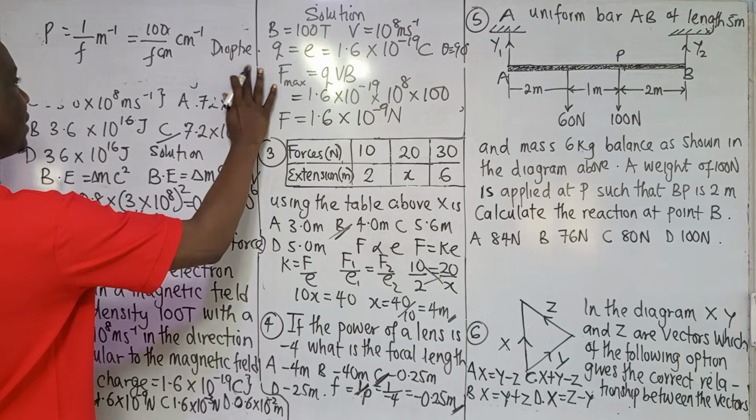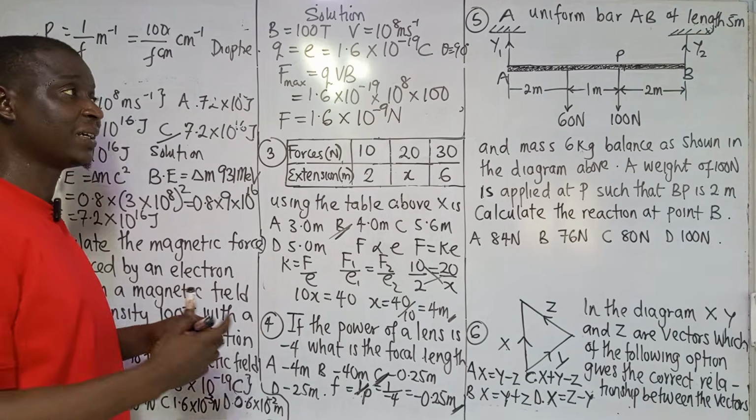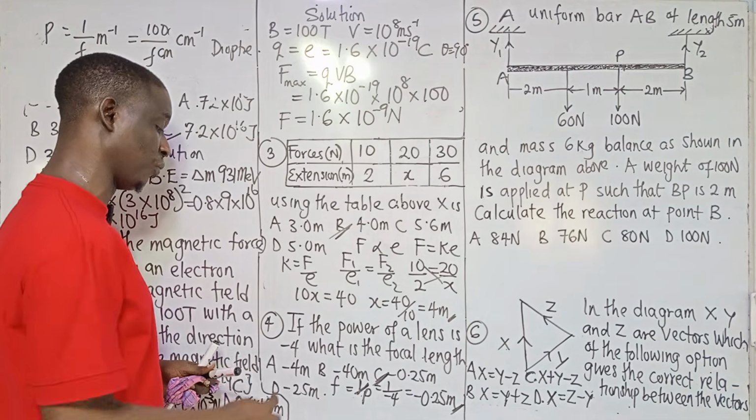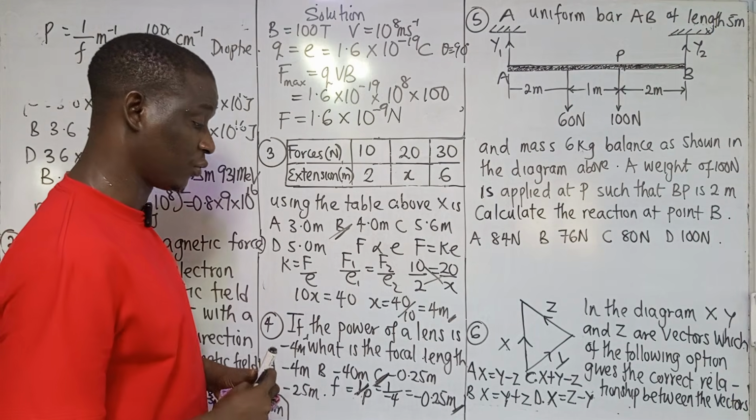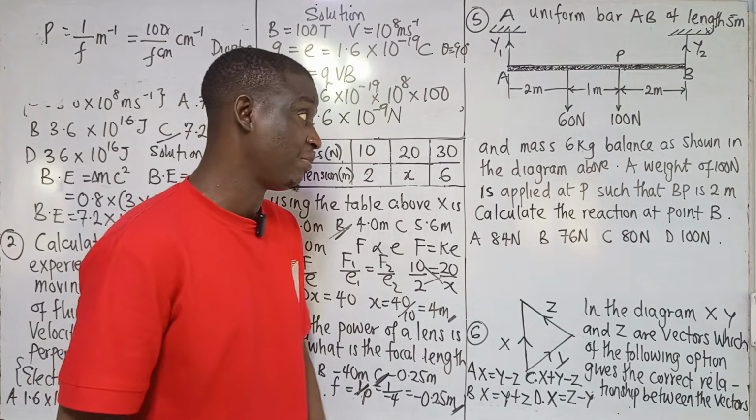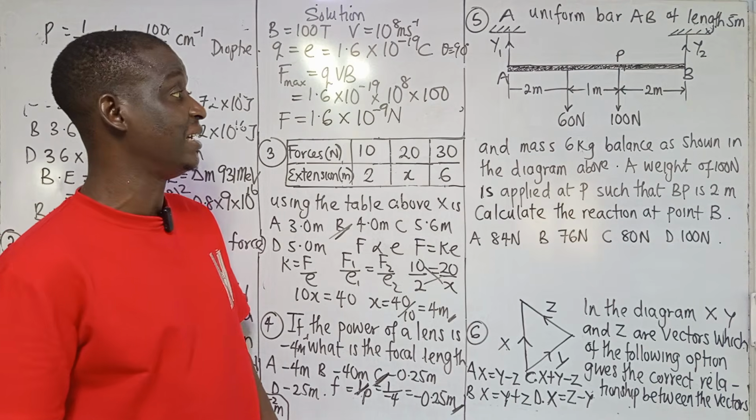So diopter, capital letter D. So in that case, it depends on what they measure it to be. But this one is supposed to be per meter, if at all they want to. So this one now is minus 0.25 as our answer.